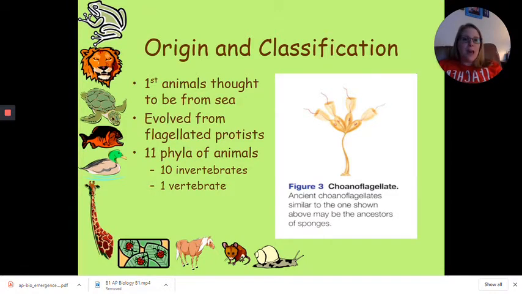There are 11 phyla of animals. 10 of them are invertebrates. Most of the animals in our world are considered invertebrates. They do not have a vertebrae. They have some sort of external skeleton, or they don't have anything at all. There is only one vertebrate phylum. When I say animal, you probably think dog, cat, fish, and you're thinking vertebrate. So we don't tend to think about the invertebrates because they're not as obvious in our world. They're much smaller, but most of the animals in our world are invertebrates.